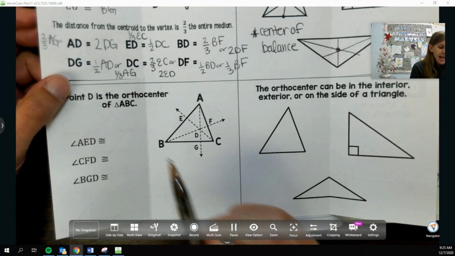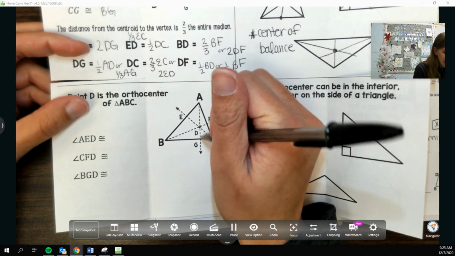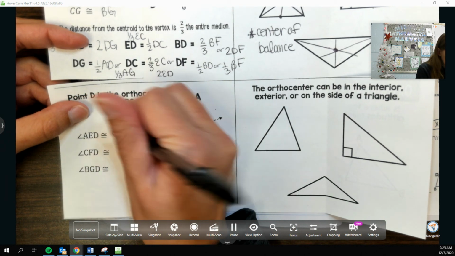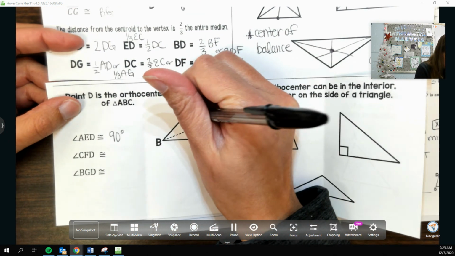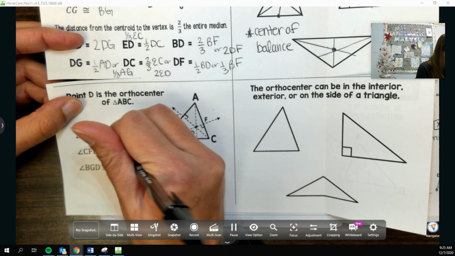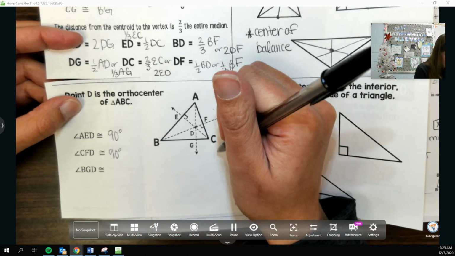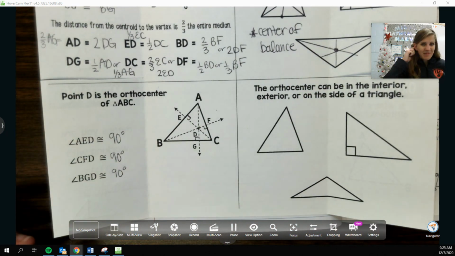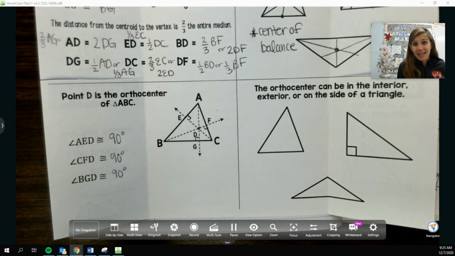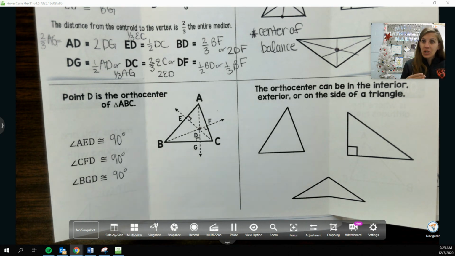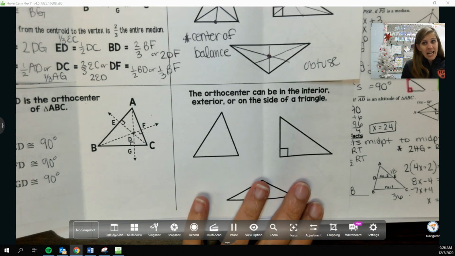Because point D, our orthocenter, is created with the altitudes, we know that angle AED will be 90. It's also equal to the one on the other side, but that's because these are altitudes. CFD will be 90, and also equal on the other side. And then angle BGD will be 90, or equal to the one on the other side. And then there's kind of no mathy thing about it. Other centers are super mathy, where we can take half for a third or two-thirds, or with the circumcenter, we could walk equidistant, and with the incenter, we could walk equidistant to the sides. But the orthocenter doesn't have any mathy fact.